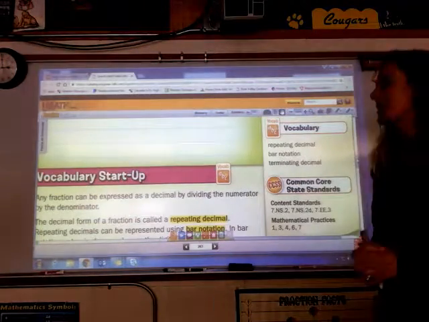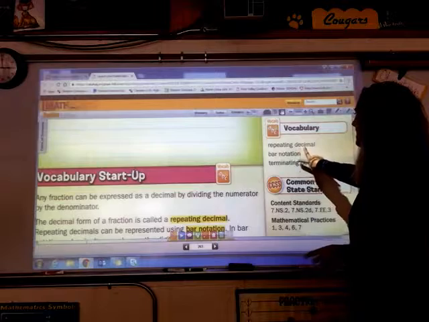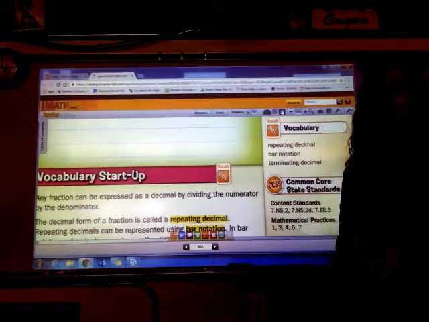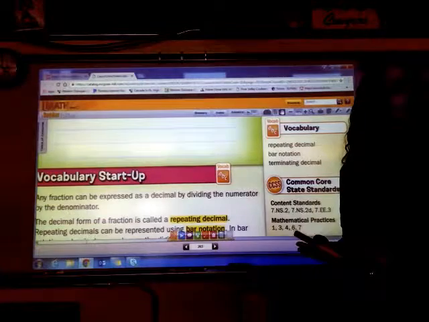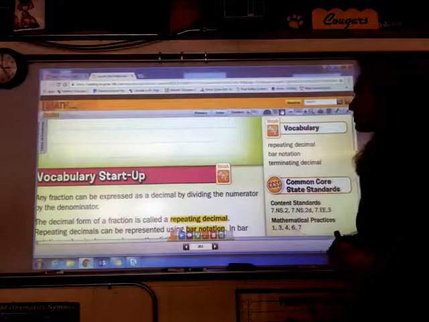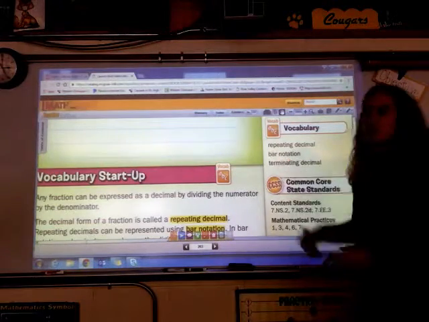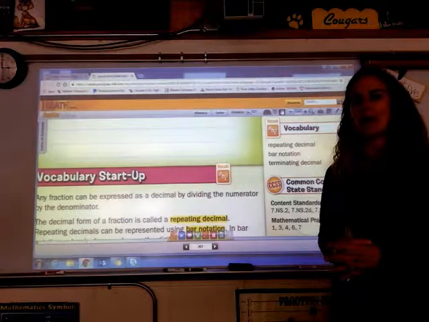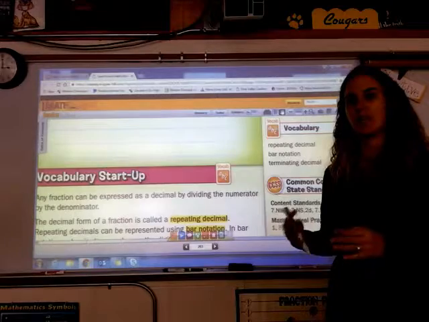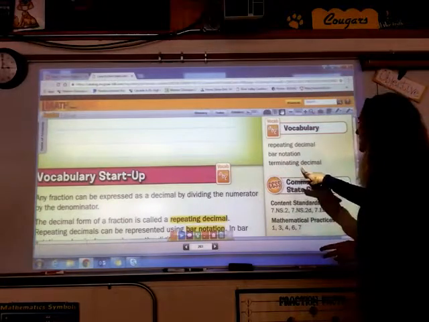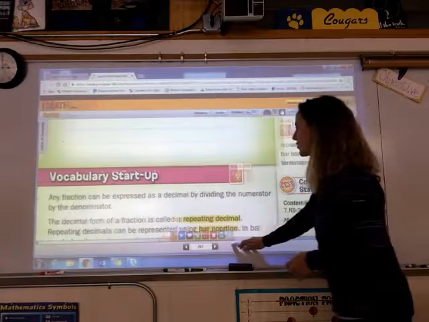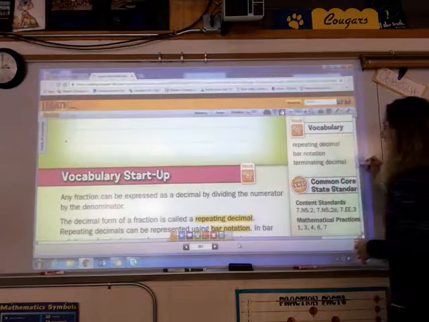First word you are going to see is what we would call repeating decimal. Obviously with a repeating decimal, you are going to have a digit or 2 or 3 digits that will actually repeat. Bar notation is your second vocab word. That is what we use to help us write out a digit or digits that repeat in a repeating decimal. And then last but not least is a terminating decimal. We're going to talk more about terminating decimal here in a second.